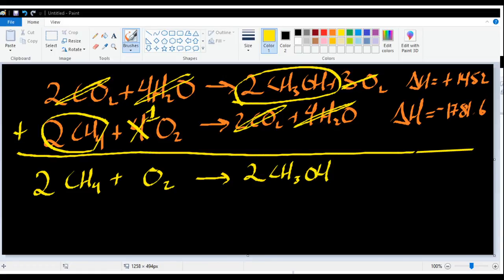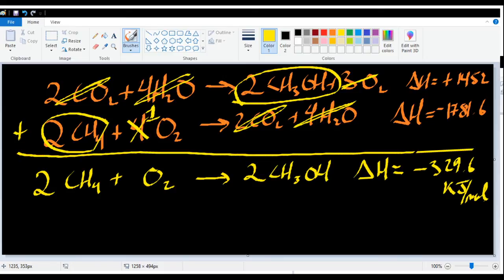So 1452 plus negative 1781.6. Our new enthalpy of reaction, I'm going to use the calculator, 1452 minus 1781.6, is negative 329.6 kilojoules per mole. So when 2 moles of methane react with 1 mole of oxygen to produce 2 moles of CH3OH, methanol, it's going to release 329.6 kilojoules of energy.